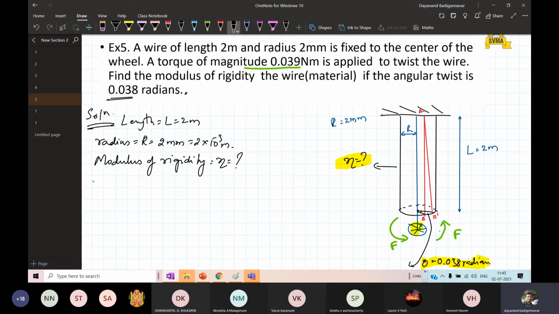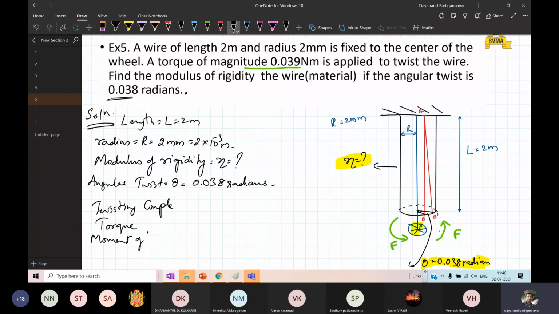If the angular twist theta is 0.038 radians, evaluate the modulus of rigidity. Now we know that the twisting couple, or torque, or the moment of force, all mean the same. You know that tau is given by.